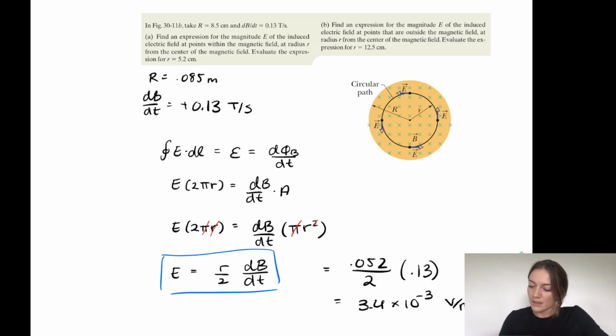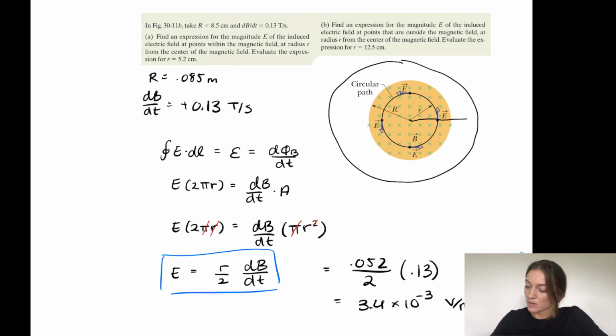All right, so now let's do part B, where it says find an expression for the magnitude of the induced electric field at points outside the magnetic field. So we have a path out here now. Our circular path is now out here. Pretend that's a circle, and our small r is now all the way out here. So that's the radius of our loop.